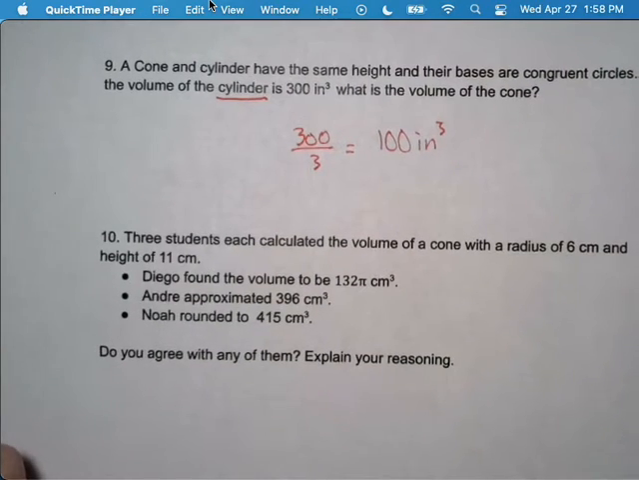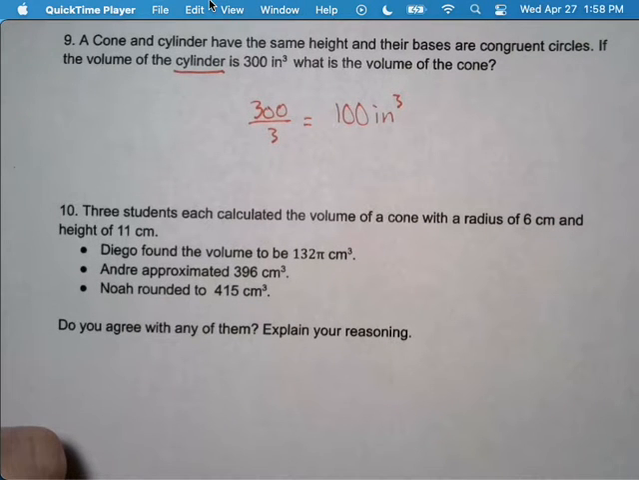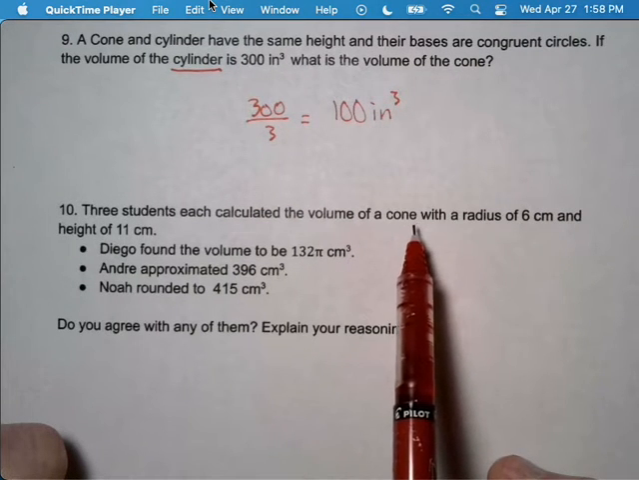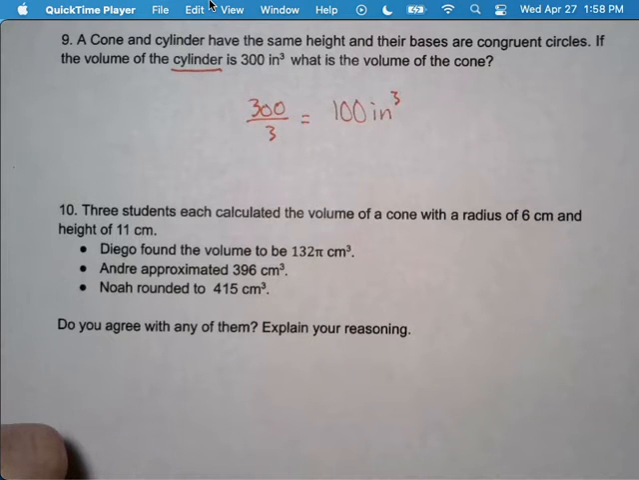Oh boy, 3 students each calculated the volume of a cone with a radius of 6 centimeters and a height of 11 centimeters. Diego found the volume to be 132 pi centimeters cubed. Andre approximated 396 centimeters cubed. Noah rounded to 415 centimeters cubed. Do you agree with any of them, and explain your reasoning? We need to find the volume of the cone. If we find the volume of the cone, we can check and see who's right and who's wrong, or if any of them are right or wrong, right?